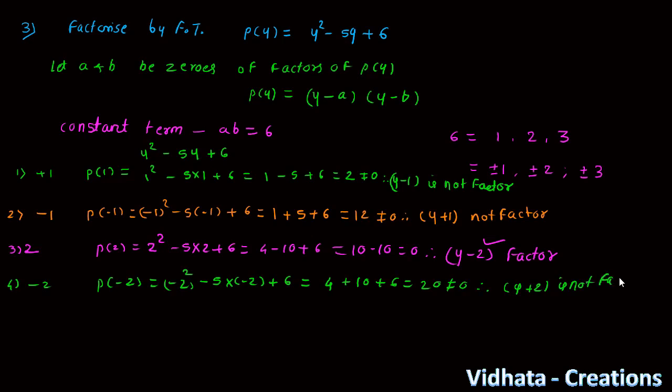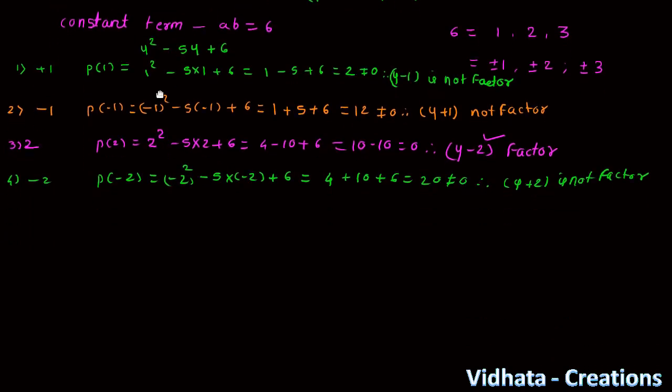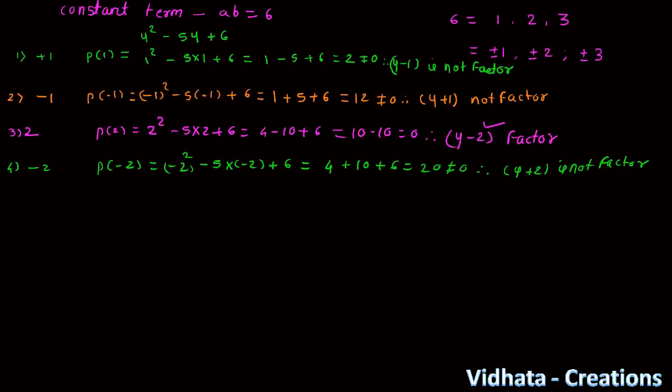Now you have seen plus and minus 1, and plus and minus 2. Now let us check for plus 3 and minus 3. First of all, let's take the value plus 3 in the fifth case. So p of 3 is equal to 3 square minus 5 into 3 plus 6. 3 square is 9, minus 5 times 3 is 15, plus 6. Here you get 9 plus 6 is 15, and 15 minus 15 is 0.